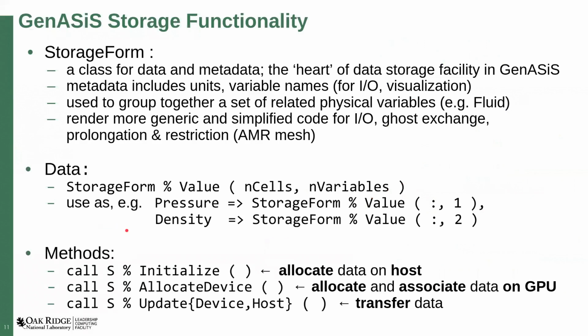So at the heart of GenASIS, we have this storage functionality called StorageForm. This is a class for data and metadata, where metadata can include units and variable names that we use for our I/O and visualization. So we use StorageForm to group together a set of related physical variables, for example, fluid variables. Everything in GenASIS, all of our solvers, is written utilizing this StorageForm. So this lets us render more generic and simplified code and a standardized storage solution for I/O, for ghost exchange, for prolongation and restriction, and that sort of thing.